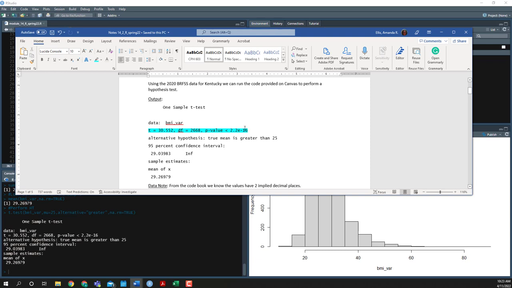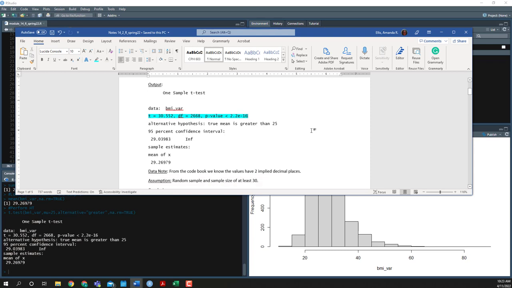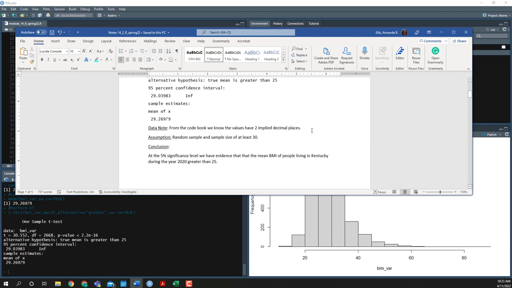So anytime you see this scientific notation, this essentially means there are 15 leading zeros, so 15 zeros and then 2, 2, right? So we definitely are significant in this case.